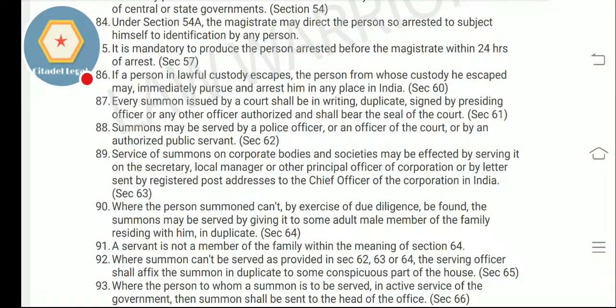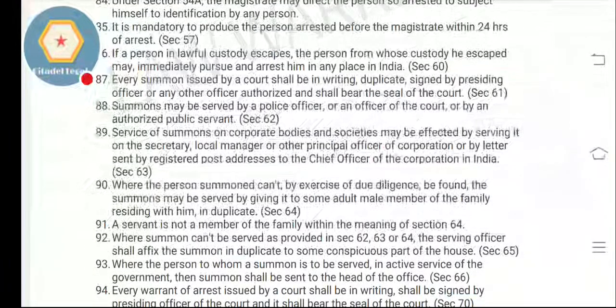First of all, 61 says summons must be in writing, in duplicate, signed by the presiding officer or any other person authorized, and shall bear the seal of the court. 62 says summons may be served by the police officer or officer of the court or any other authorized public servant. And 63 says service of summons on corporate bodies and societies may be effected by serving it on the secretary, local manager or other principal officer of the corporation, or by letter sent by registered post addressed to the chief officer of the corporation in India, where the office of the chief officer is.